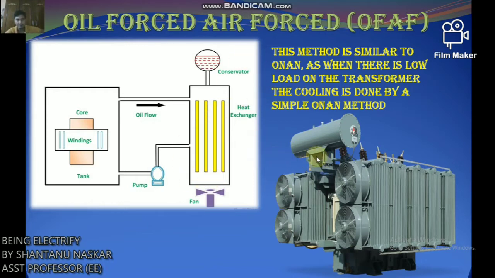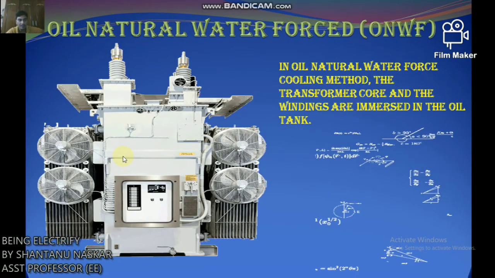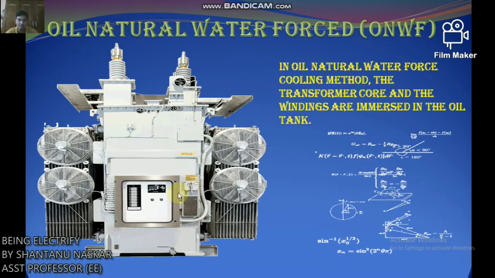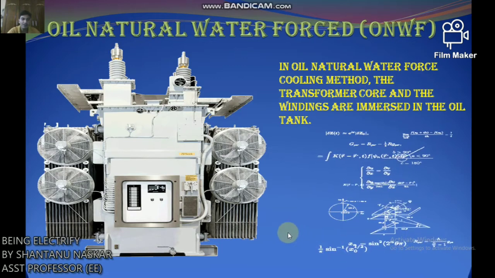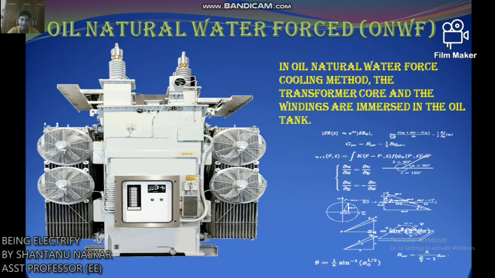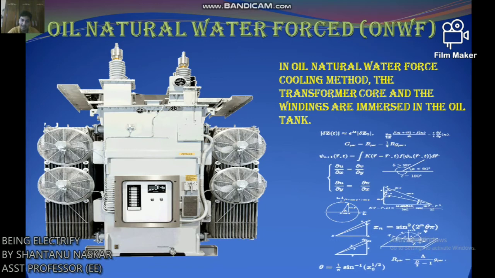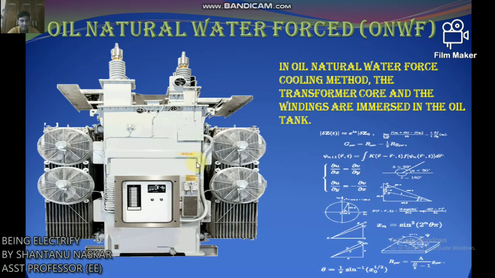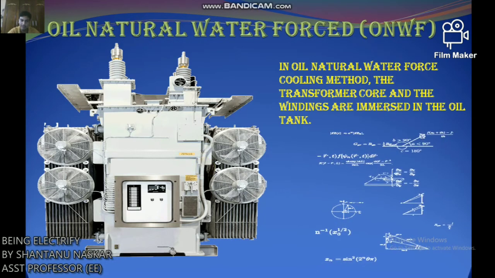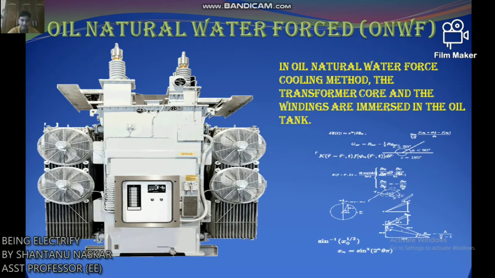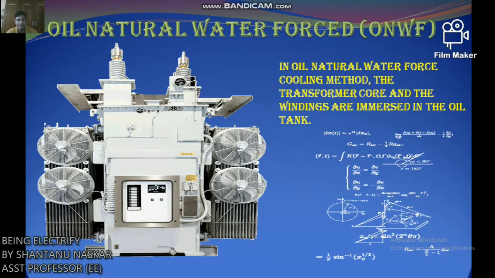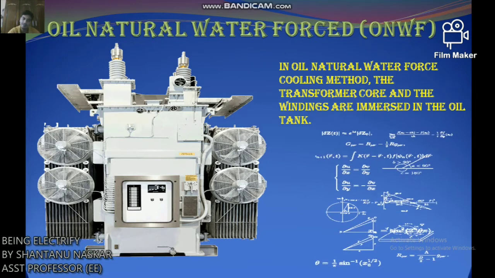Now we will discuss the ONWF method, which is called oil natural water forced. In the oil natural water forced cooling method, the transformer core and the winding are immersed in the oil tank. A radiator is installed outside the tank. As the temperature rises and the oil heats up and moves upward, the heat is dissipated by the natural process of convection and the oil passes through the radiator, but the water is pumped and passed through the heat exchanger for cooling of the oil.